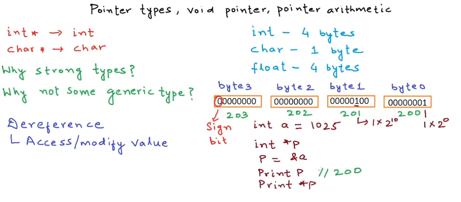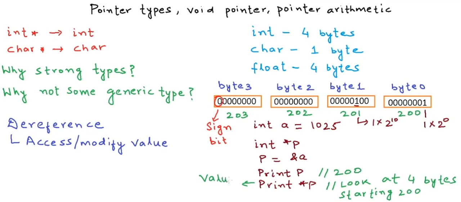If we dereference this address and try to print asterisk p, we want to know the value at this particular address. Then the machine sees that, okay, p is a pointer to integer, so we need to look at 4 bytes starting at address 200. And then the machine knows how to extract the value of an integer data type. So it retrieves the value 1025 out of these 4 bytes.